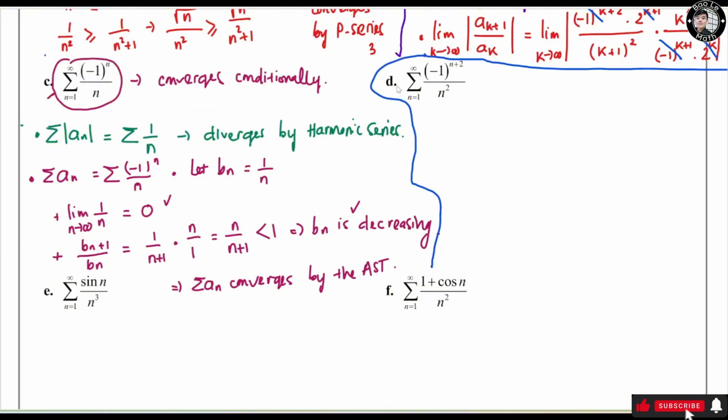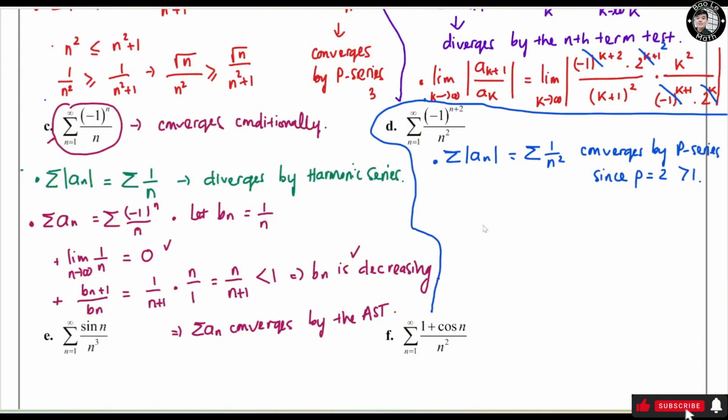Now let's move on to question D. We need to check the series of the absolute value of a sub n. If you check the absolute value of this one, it's going to be the series of 1 over n squared, right? So this series converges by the p-series test. So you can conclude that the original one, series a sub n, converges absolutely.